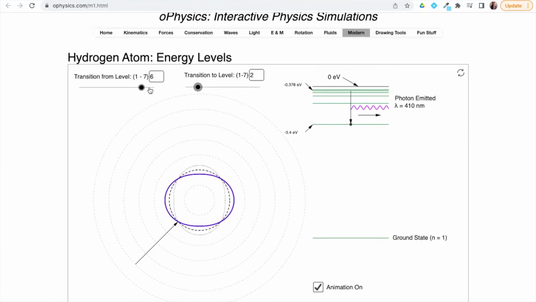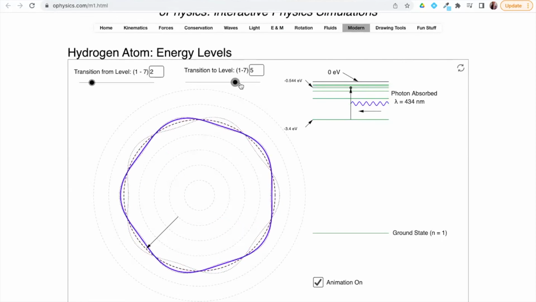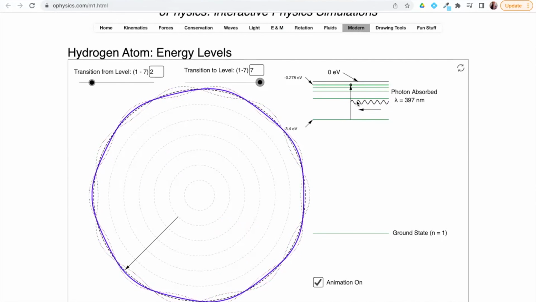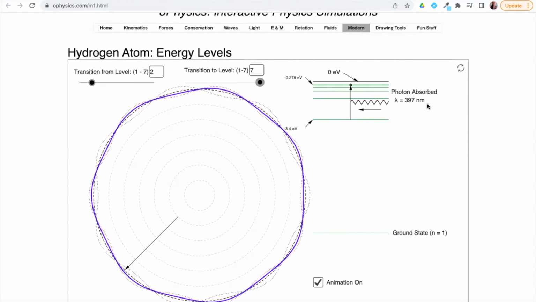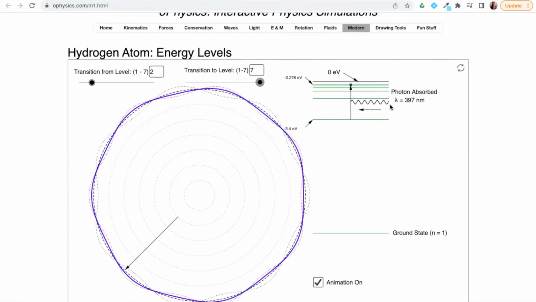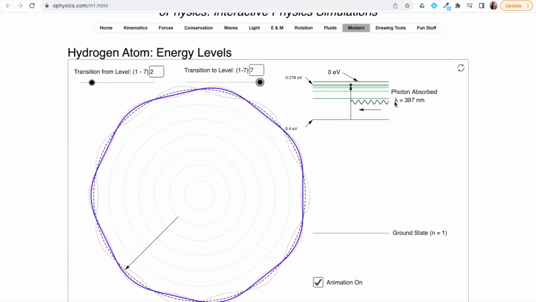Now, if you notice that you go to a transition and it doesn't give you a wavelength with a color, notice in this case, the wavelength is black and it says the photon has a wavelength of like 397 nanometers. If it's showing up as black instead of a color, that means that this wavelength is not in the human visible spectrum. And so you have to determine, is that ultraviolet or infrared?